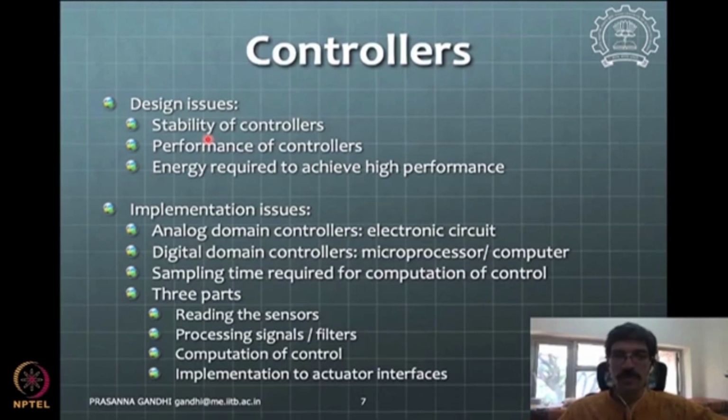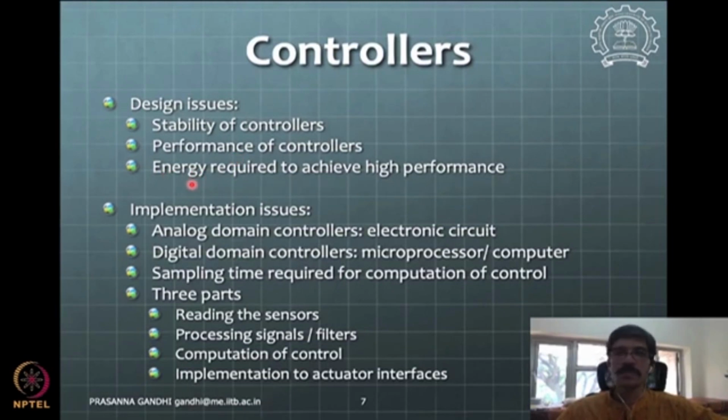We are developing this control to have a stable closed loop system, but in addition we want the controller itself to have a stable nature. Then we talk of the performance of a controller. Whatever controller strategy you have chosen should give the desired performance, yielding settling time or overshoot within the specified limits that the application requires. Then another thing is the energy required to achieve performance. This is a very important criterion.